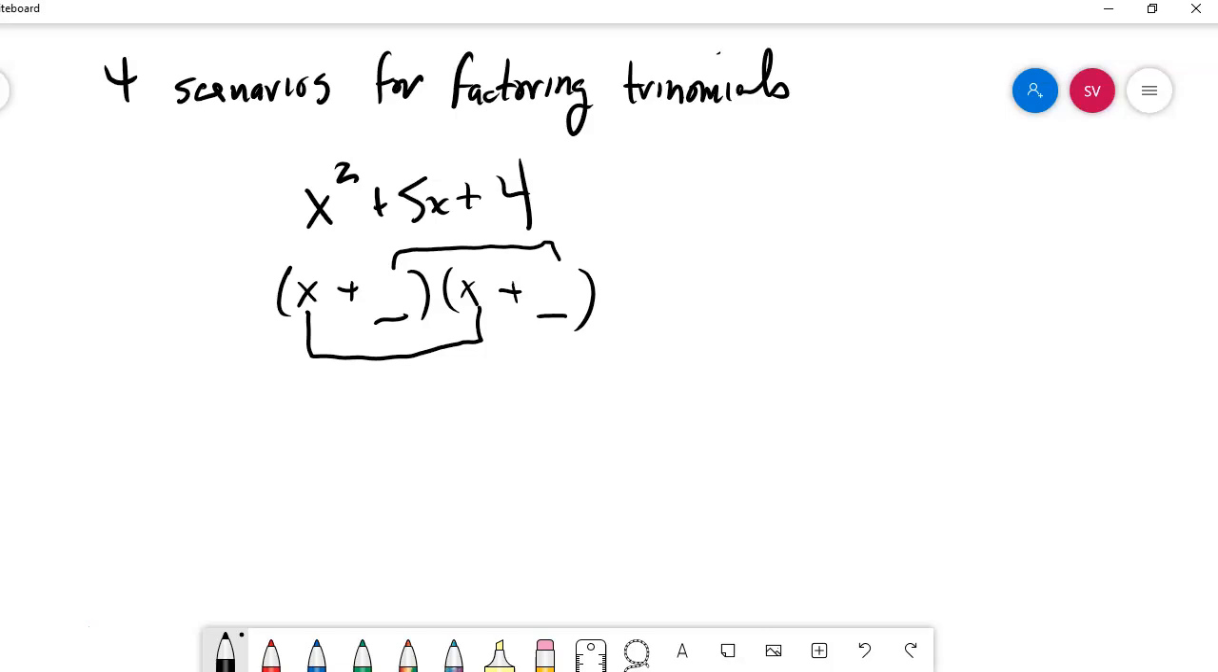So we could break down 4 into 4 times 1 or 2 times 2. Both of them give you 4 when multiplied, but which one will add or subtract to give you 5? And that's this top one here. 4 times 1 is 4, 4 plus 1 is 5. Now because I have 2 pluses, it really does not matter where we put the 4 and where we put the 1. That's scenario 1.